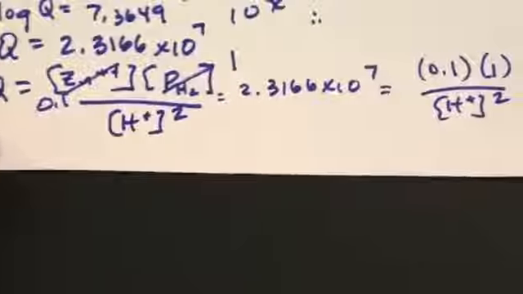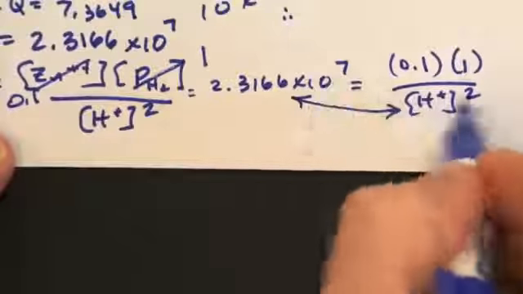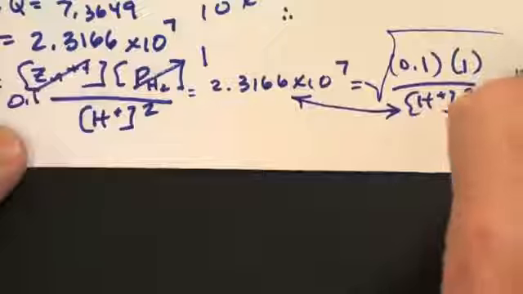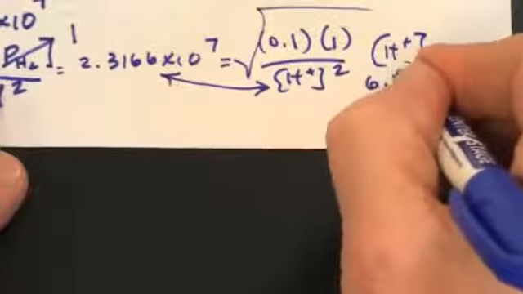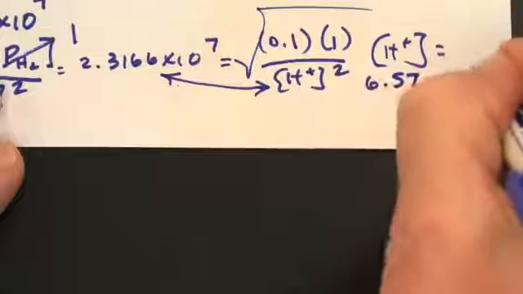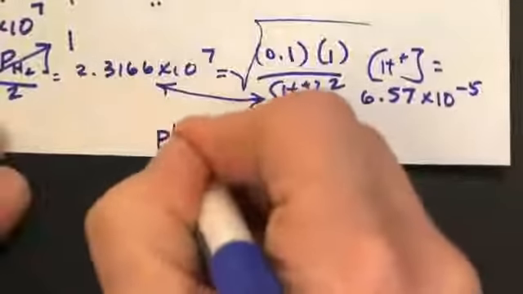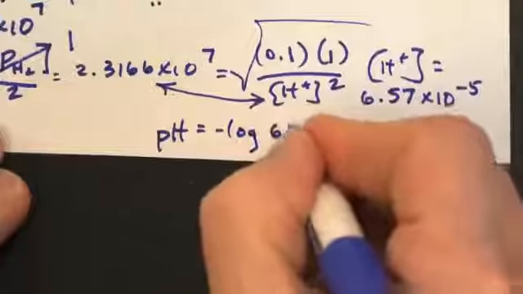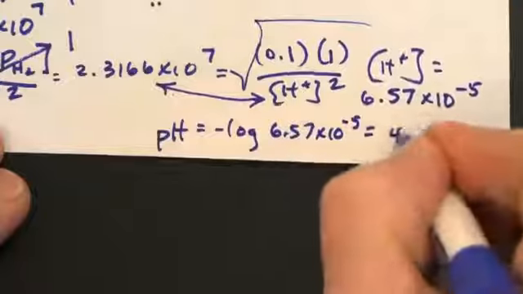Solving now for just the H plus, we'll bring this to this side and this to this side and then square root this side. We end up with H plus equaling 6.57 times 10 to the negative 5th. And if we want to find the pH, it is equal to the negative log of this. And this turns out to be 4.19.